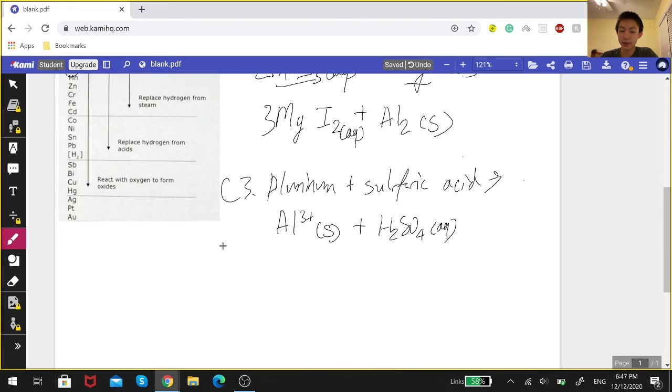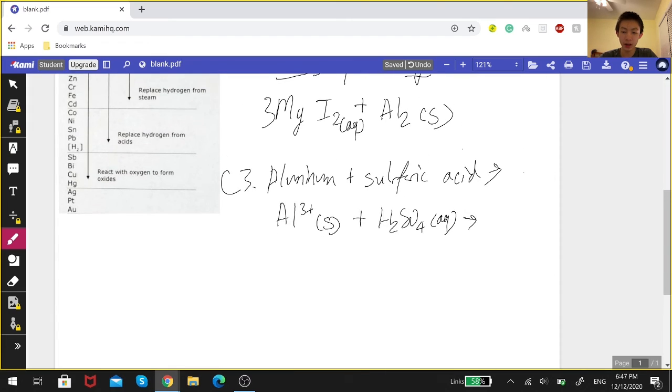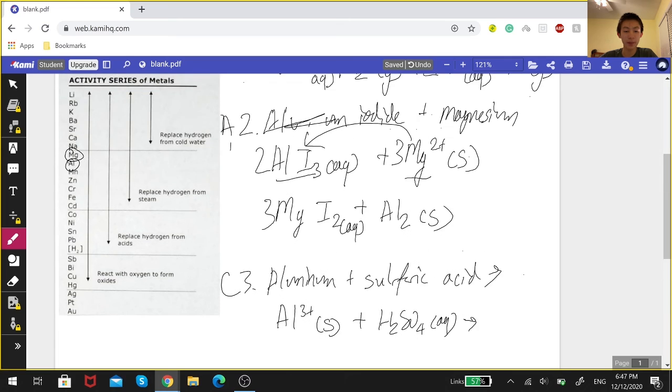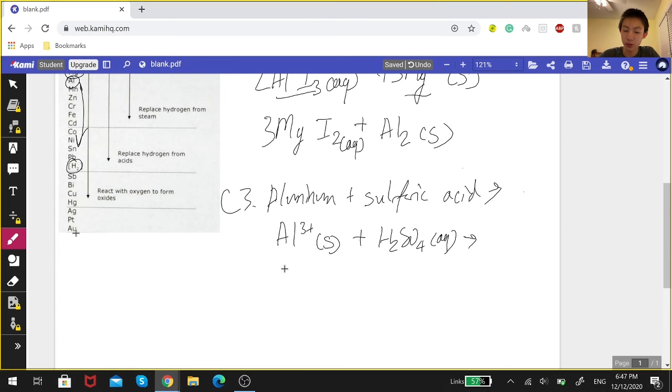So what does this make? We need an active metal to replace H. So Al is going to try to replace H. Let's see if we can do that. H2 is down here while Al is up here, so yes, it can replace it. So it's going to be Al 3 plus and SO4 2 minus, I know this is not bonded properly, plus H2. H2 by itself is gaseous.